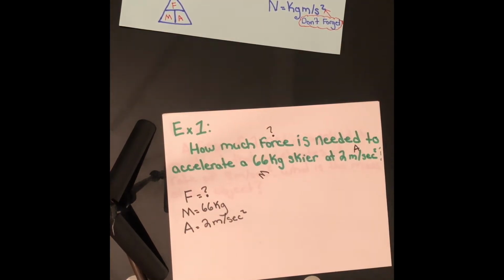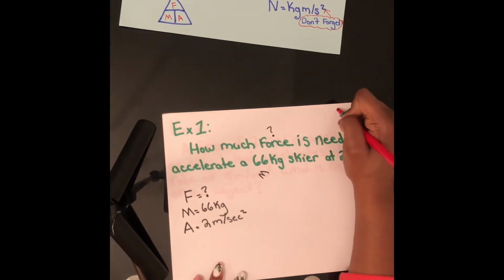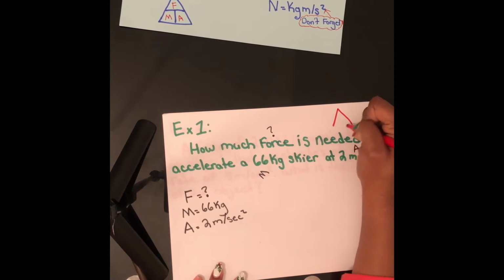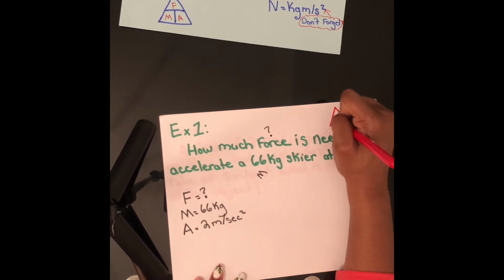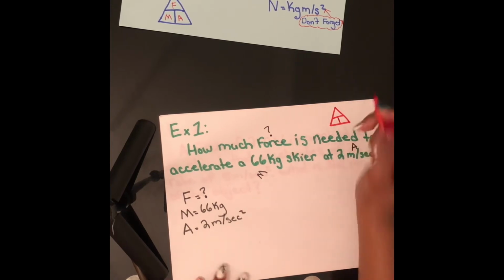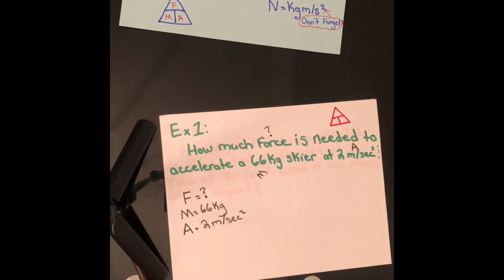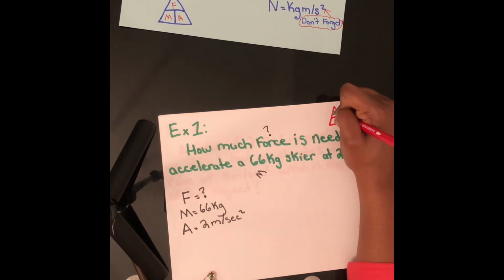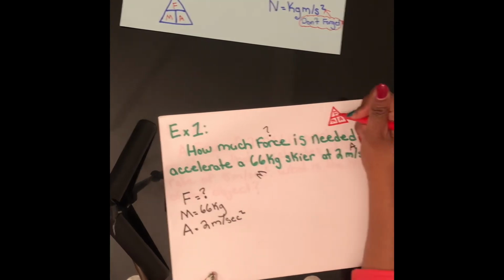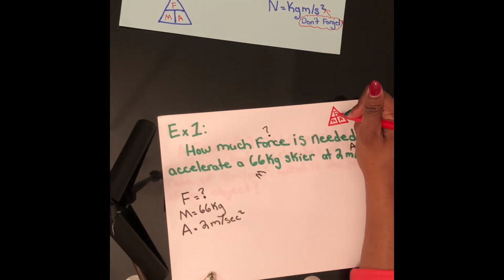we forgot one more thing. Do not forget to always write out your triangle, your tricky triangle that helps us solve these problems. If you've done the assignment before, this is something familiar that you have already seen. So you know it just helps us to solve the problems. So you have force, you have mass, and you have acceleration.